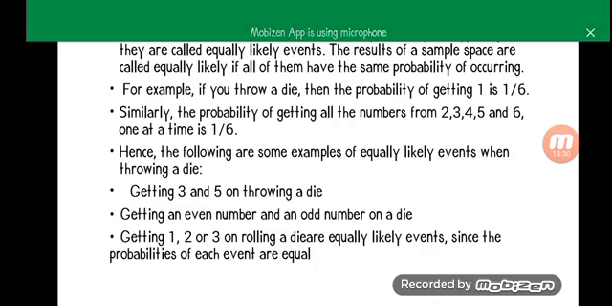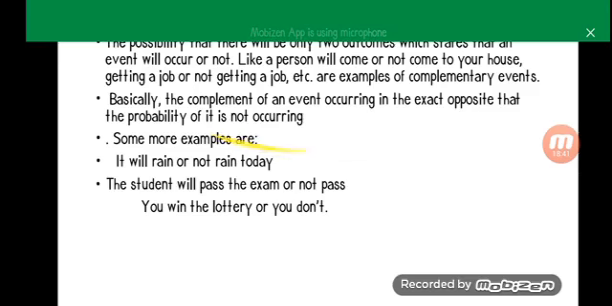So just know that equally likely events, which some textbooks call equiprobable events, are events whose chances of happening are the same.